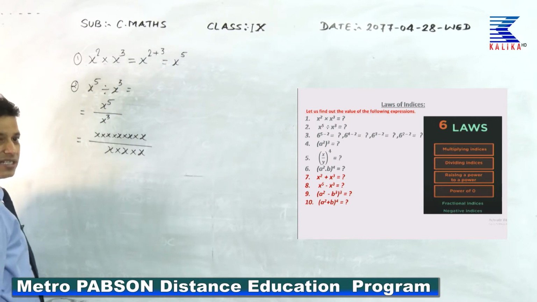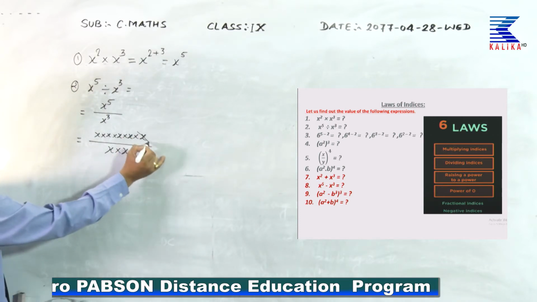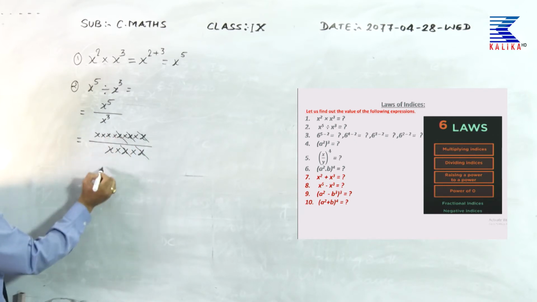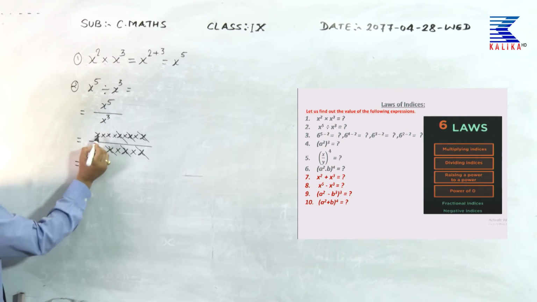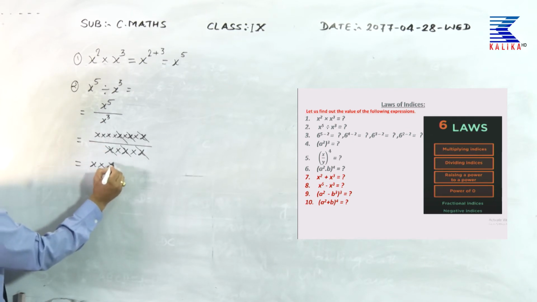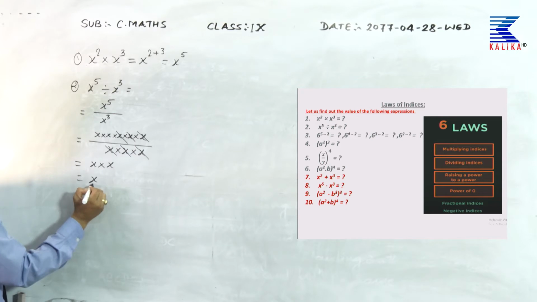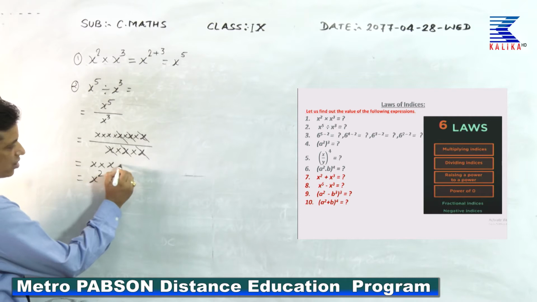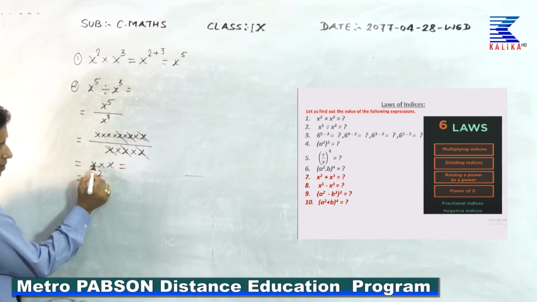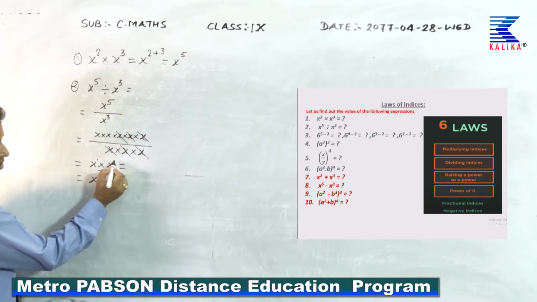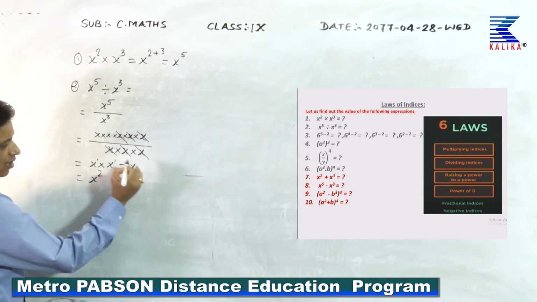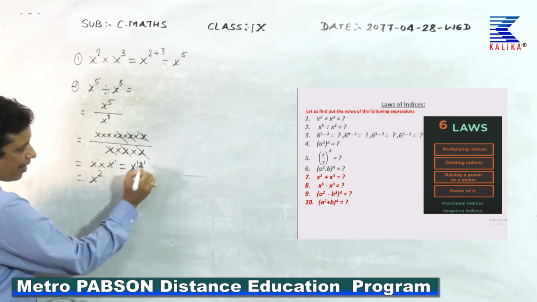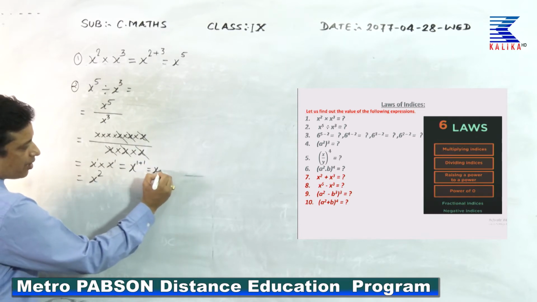As this is the case of division, we can cut the same terms. So, what is the result? X times x, it is x square. And if you use the laws of indices, x means x to the power 1, next x means x to the power 1, and as per the multiplication law, 1 plus 1, the powers should be added, and hence it becomes x square.